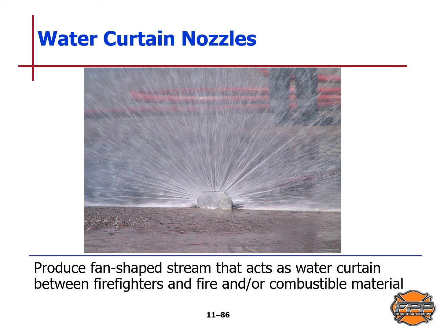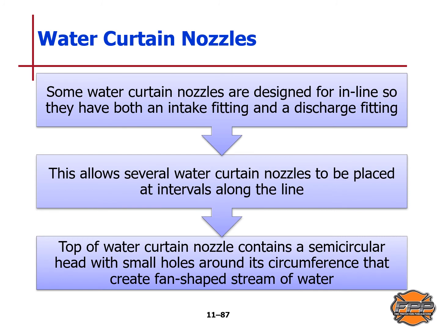Water curtain nozzle is another type of broken stream. This is a nozzle that produces a fan-shaped stream that acts as a water curtain between firefighters and the fire or combustible material that may be present. Some water curtain nozzles are designed for inline use, so they have both an intake fitting and a discharge fitting. This allows several water curtain nozzles to be placed at intervals along the line. The top of the water curtain nozzle contains a semicircular head with small holes around the circumference that create a fan-shaped stream of water.